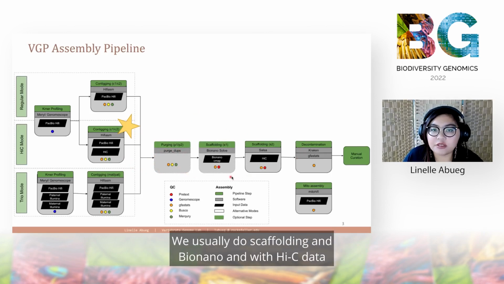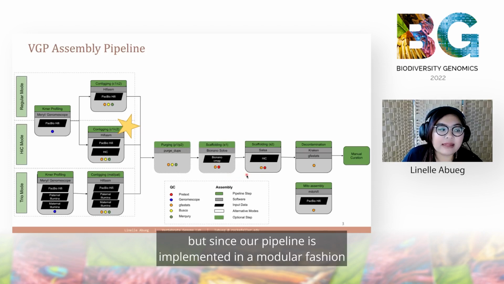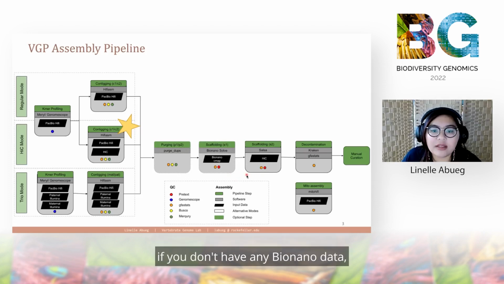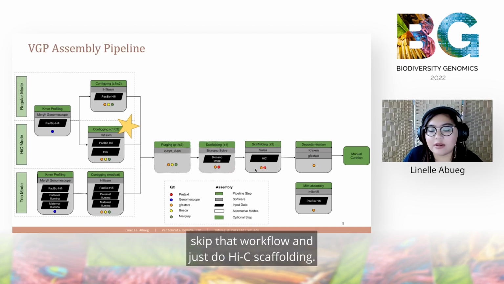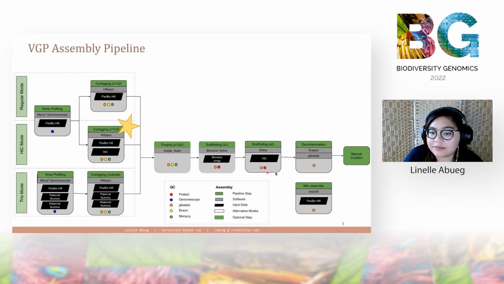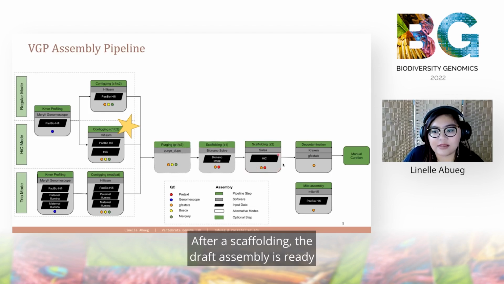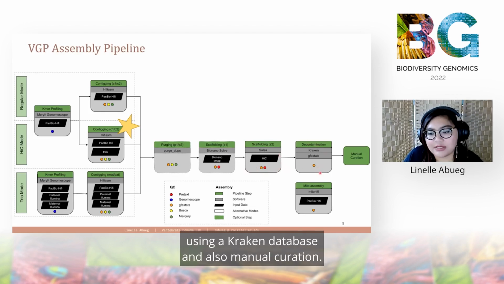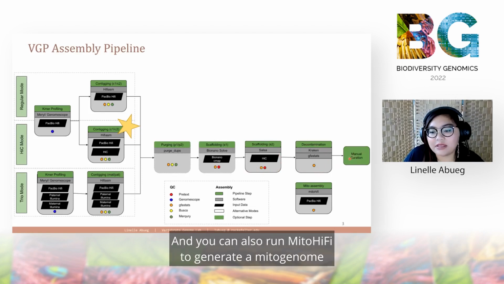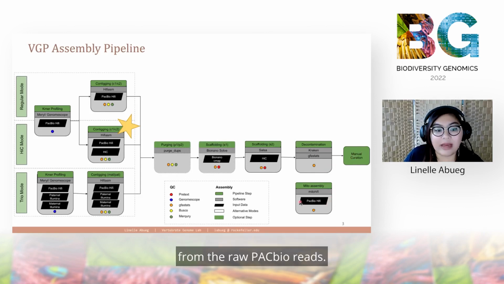We usually do scaffolding with Bionano and with Hi-C data, but since our pipeline is implemented in a modular fashion, if you don't have any Bionano data, you can just, for instance, skip that workflow and just do Hi-C scaffolding. After scaffolding, the draft assembly is ready for automated decontamination using a Kraken database, and also manual curation. And you can also run MitoHiFi to generate a mitogenome from the raw PacBio reads.